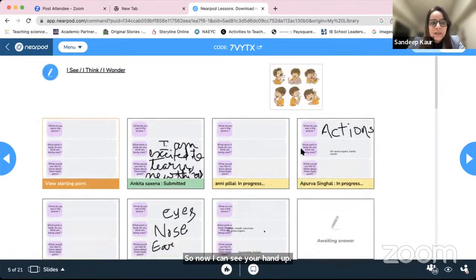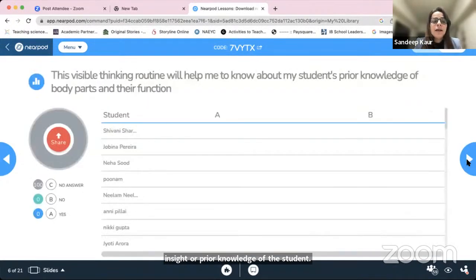Okay. So if you see, the I see, I think, I wonder routine can be used at the beginning of the lesson, again, to get an insight into the prior knowledge of the student. All right. So let's move forward and see. Now, a visible thinking routine will help me to know about my students' prior knowledge, body parts, and their function.